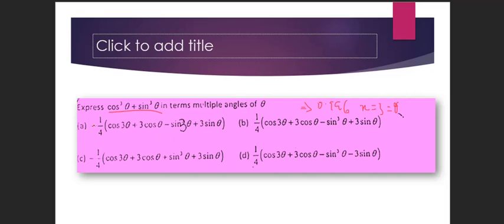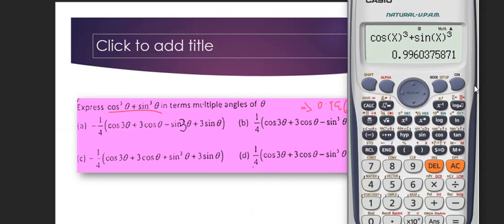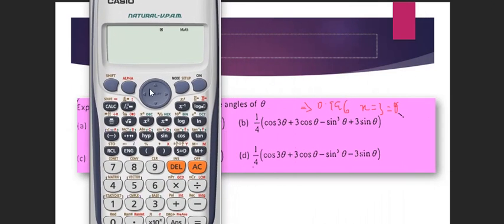Note that this is negative and this value is positive, so most definitely option A is out, and option C is also out because they are both negative. They will end up giving us a negative value. So let's consider options B and D. We have 1 over 4, open brackets, cos 3 theta, that's x, plus 3 cos theta, that's x, minus sine x to the power 3, plus 3 sine x.